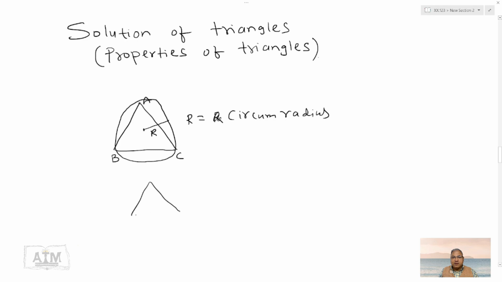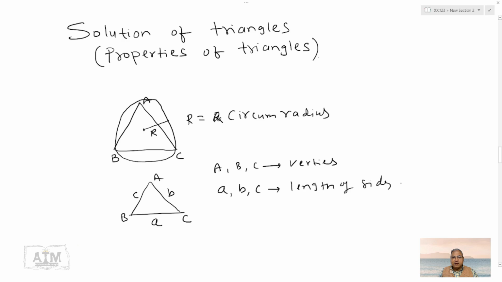And the side opposite to A is denoted by small a, the side opposite to vertex B is denoted by small b, and the side opposite to vertex C is denoted by small c. So A, B, C are vertices of the triangle, and small a, small b and small c are nothing but the lengths of sides BC, AC and AB respectively.